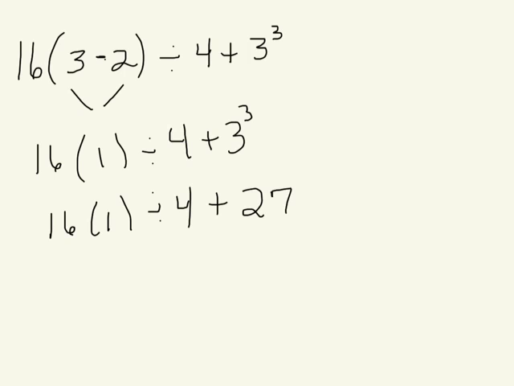The next we'll need to do is multiplication and division from left to right. As we see, 16 with the parentheses 1 is actually a multiplication, 16 times 1, so we will do it first. Then we'll do the division because it comes next. 16 divided by 4 is 4.